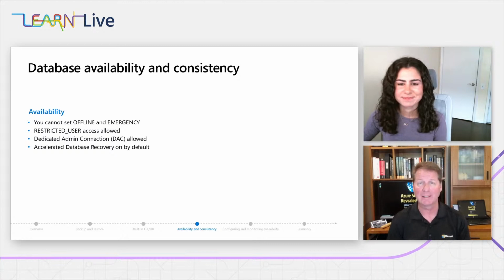This is on by default. And guess what? You can't even turn it off. We feel that important that we need that to maintain those service level agreements. So that's on there just built into the service itself. And we'll talk about in a second why that's powerful.